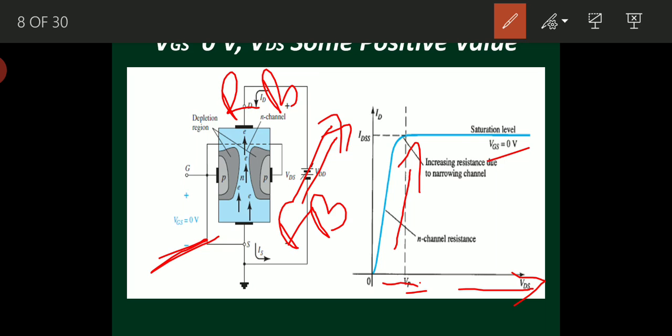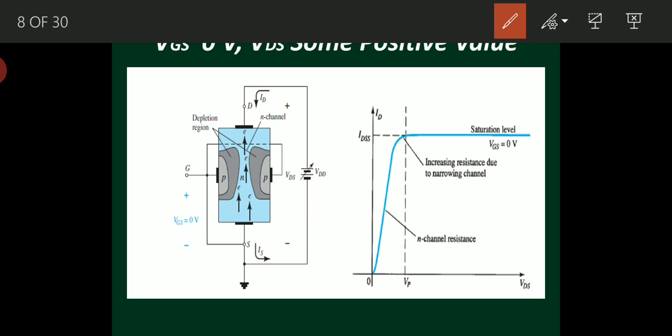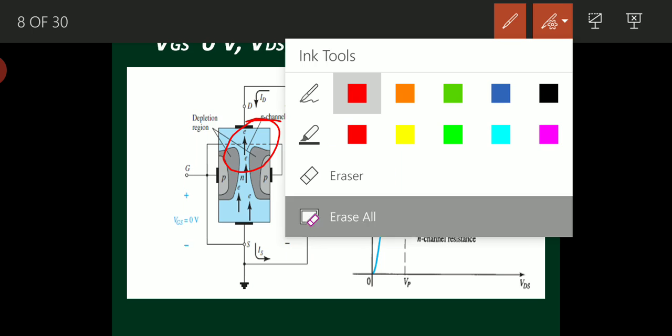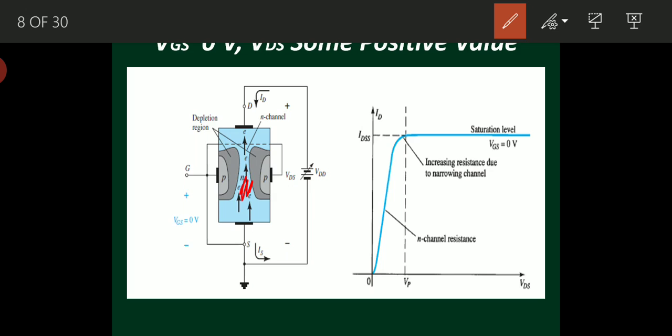I am erasing this slide. Now if I increase this VDS much more, the reverse bias at this junction will increase. So pinch off condition will occur. It means these two depletion regions would literally want to touch each other, but they won't touch. A finite small gap will still be present there. So all the electrons accumulate here in the channel, and only a constant number of electrons will move towards the drain terminal through the channel.